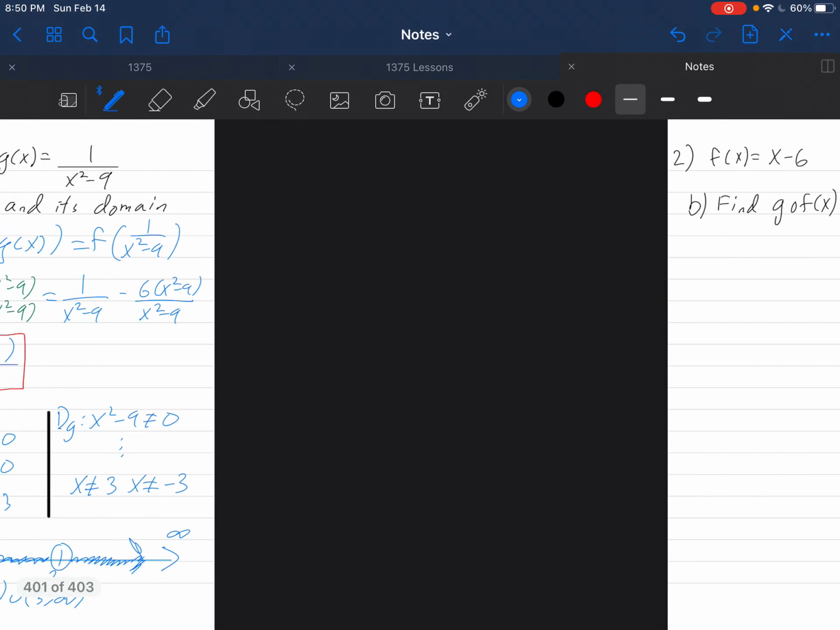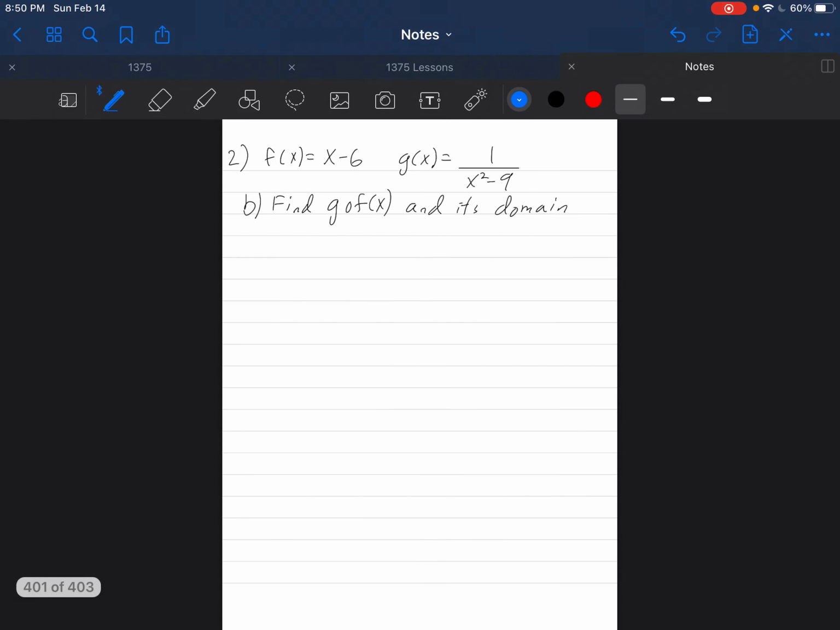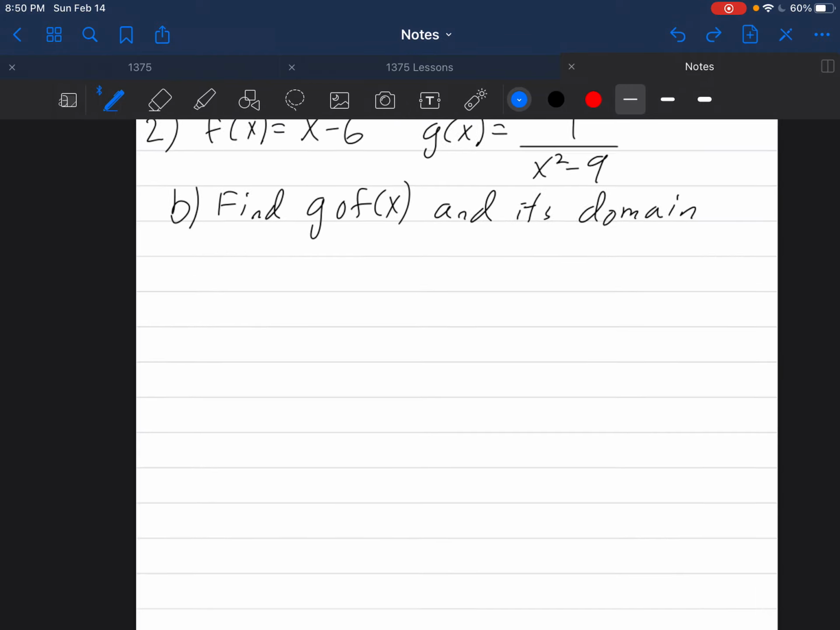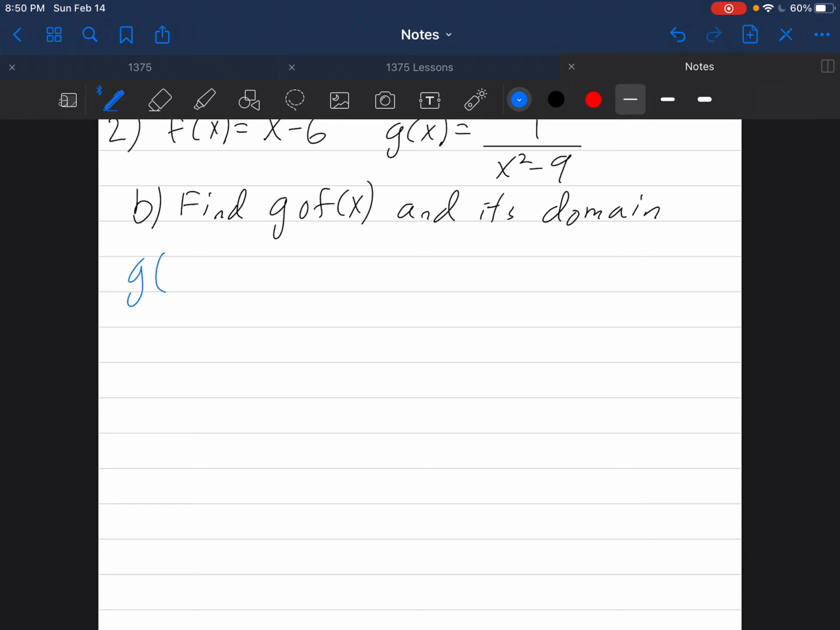So let's take a look at these same two functions, f and g. And let's reverse this composition from f circle g now to g circle f, and we'll see how this differs. So again, we are taking g circle f, which means that we are inputting f of x into g, which means that we are taking this function g and inputting x minus 6.